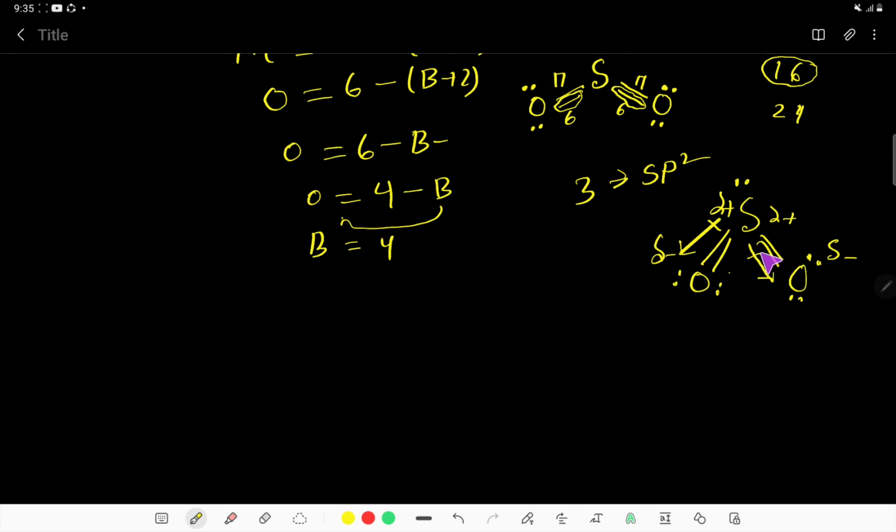Now you have to think about the net dipole moment of this compound. That is, you have to see whether these two dipole moments cancel each other or not. Due to the bent shape, these two dipole moments don't cancel each other. That is why this molecule will have a net molecular dipole moment. Here the word is important, net molecular dipole moment, right? So net molecular dipole moment is not zero. That is why SO2 is a polar molecule.